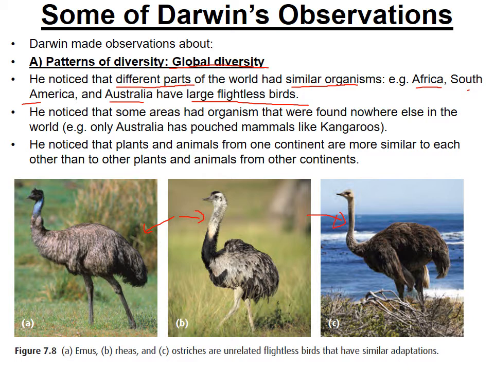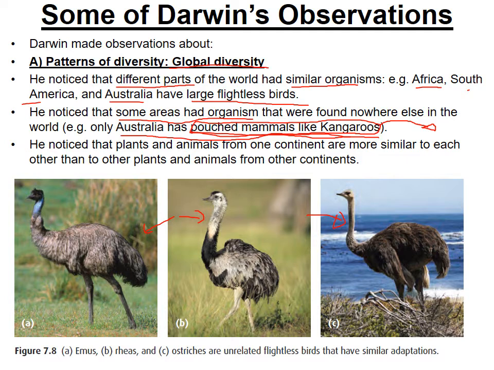He noticed that some areas of the world had organisms that didn't exist anywhere else. So when he went to Australia, he noticed that there were pouched mammals. I want you to look up what the term is for a pouched mammal, like a kangaroo. Those don't exist anywhere else but in Australia. So take a look at what the term is for pouched mammals.